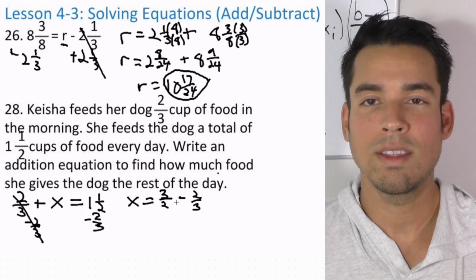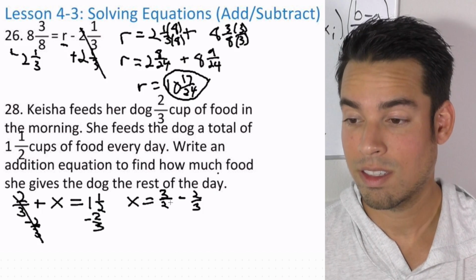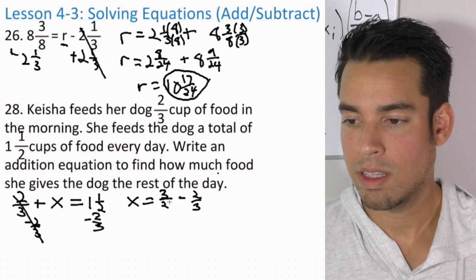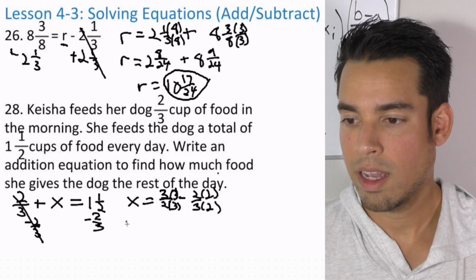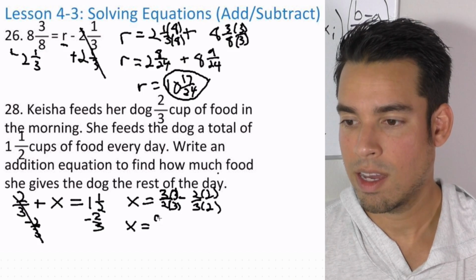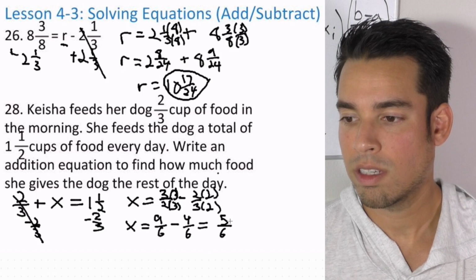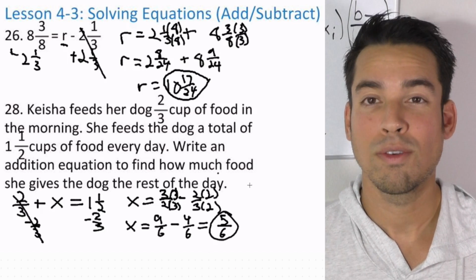We need a common denominator here. Let's go for 6, right? Least common multiple of 2 and 3 is 6. And multiply this guy by 3 over 3, this guy over here by 2 over 2. So we get x equals 3/2, so that is 9/6 minus 4/6, which means the rest of the day she feeds her dog 5/6 of a cup of food.